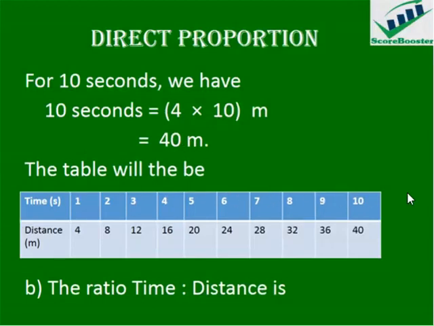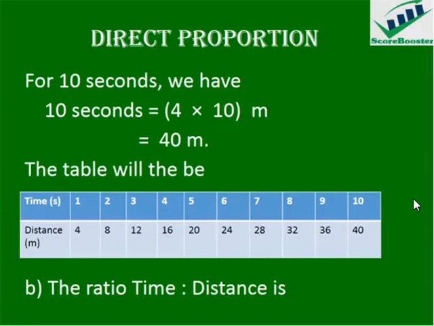So this is the table. For 1 second, she runs a distance of 4 meters. In 2 seconds, she runs a distance of 8 meters. In 3 seconds, she runs a distance of 12 meters. You can see as this is increasing by 1, this is also increasing by 4. So that is how it is.